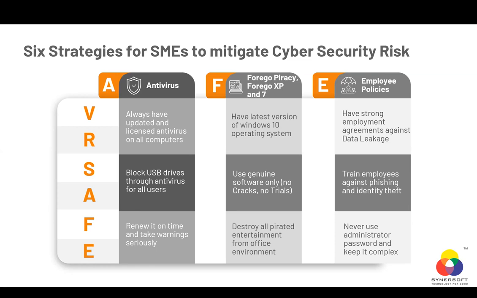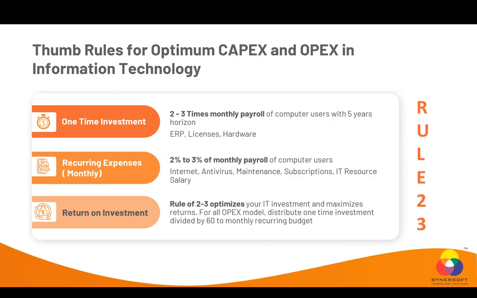Now we are moving to the last agenda of this particular webinar, which is about rule of 23. How do you validate whether you have overinvested or underinvested? How do you validate whether you are overspending or underspending on your IT expenses? So this is called rule 23. If we want to evaluate your one-time investment, what should be your one-time investment? It is very, very simple, and believe me, it works really well.